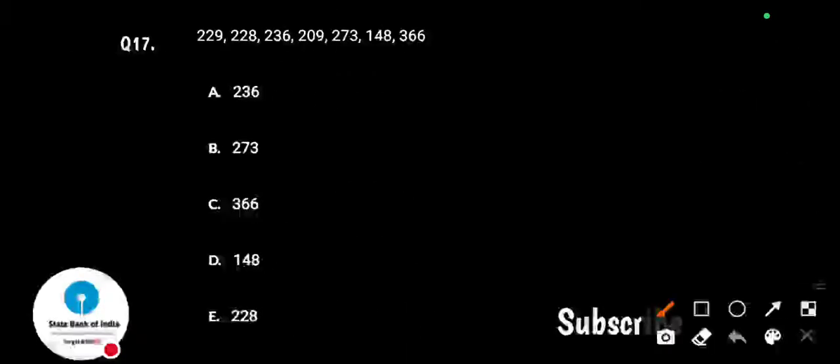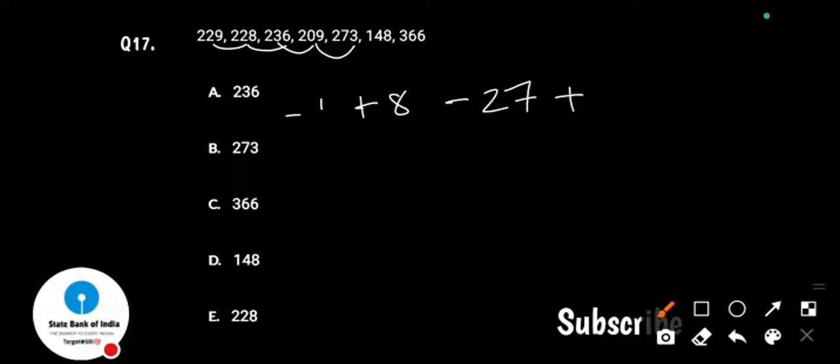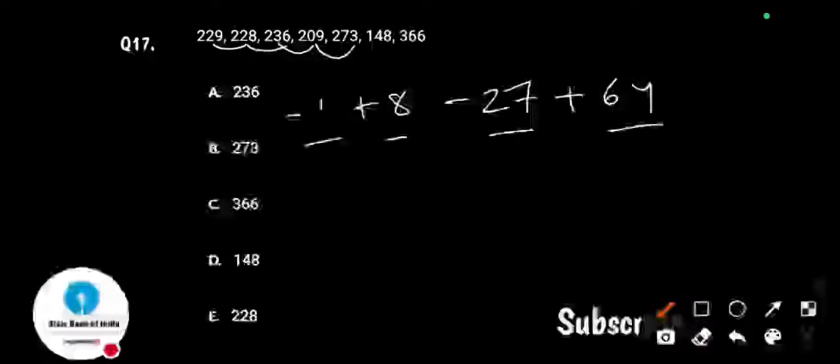Next question. Here we see the difference of minus 1. Here we see a difference of plus 8. Here we see a difference of minus 27. Here we see a plus 64. So these are cube values: 1 cube, 2 cube, 3 cube, 4 cube. So the next value must be minus 5 cube, 125.